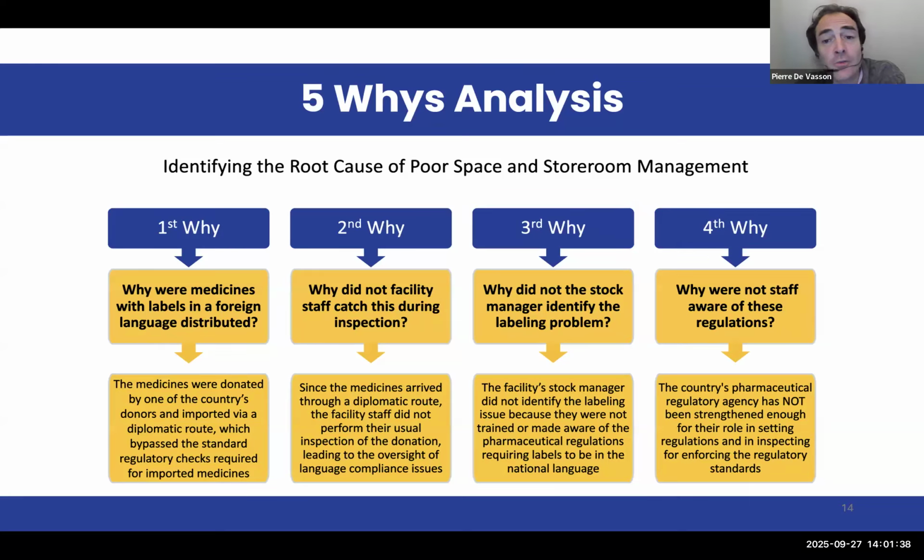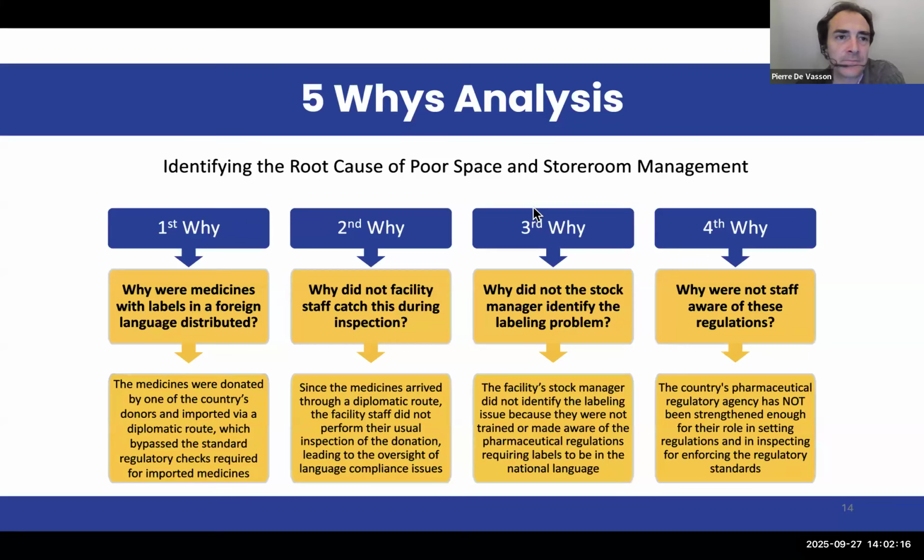Here comes the fourth why. Why was the staff not aware of this regulation? And the answer could be the country's pharmaceutical regulatory agency has not been strengthened enough for their role in setting regulation and in inspecting and enforcing the regulatory standards. So you see how by asking 5 times why, you could slowly move into deeper reasons of this symptom.